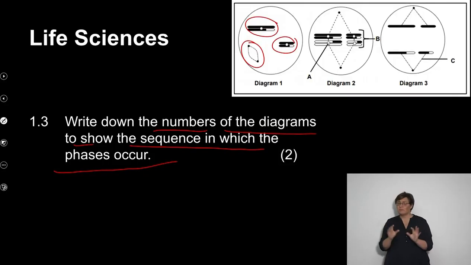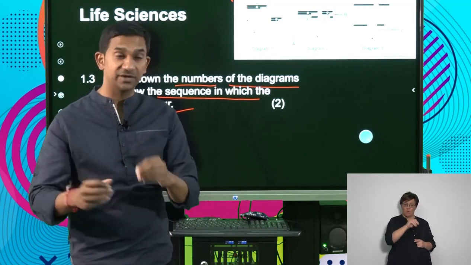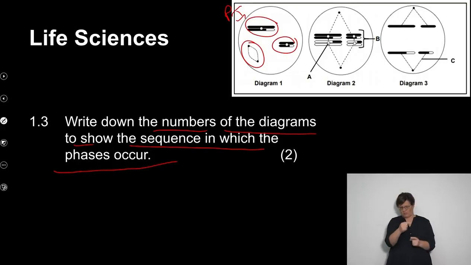So this would be definitely prophase 1, and I'm going to use the acronym P1. Again, that's not what you're allowed to write in your papers. You've got to say that it is prophase 1. Okay? Diagram 2 shows you the meeting of the chromosomes at the equator, and so this would be metaphase 1.